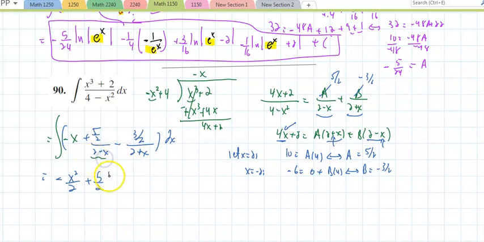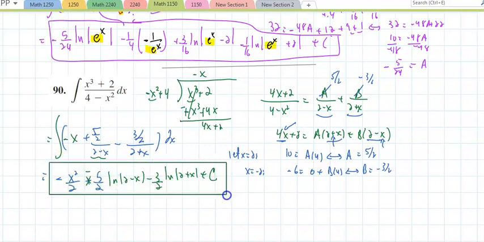So the integral of this would be 5/2 natural log of 2 minus x. You divide by a negative 1, so you make that a minus. And the 3/2, that will be natural log of 2 plus x, plus C. And that would be my final answer.